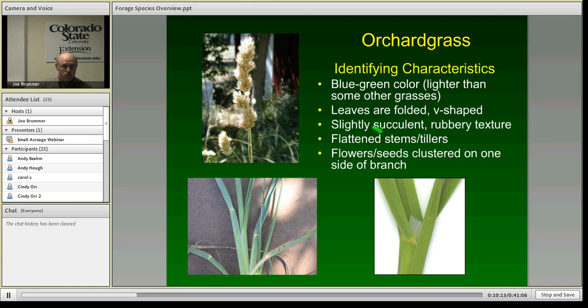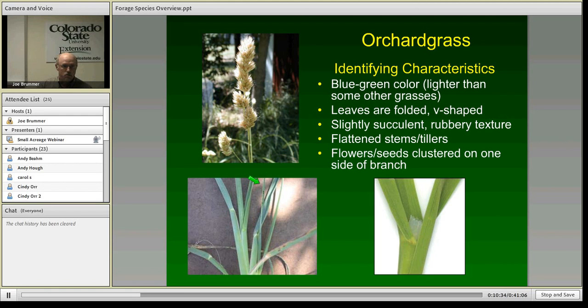identify it. Another thing I like to use to identify orchard grass is that when you touch the plant or feel the leaves of the plant, it tends to be kind of slightly succulent, kind of a rubbery texture or feel to it. And I think that's a very good way to identify it. It's pretty characteristic of this particular plant.